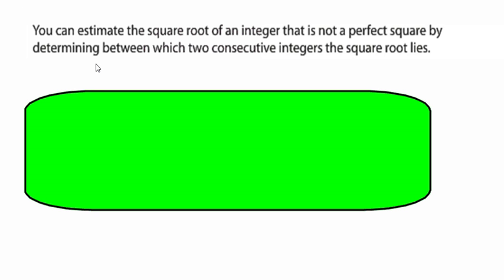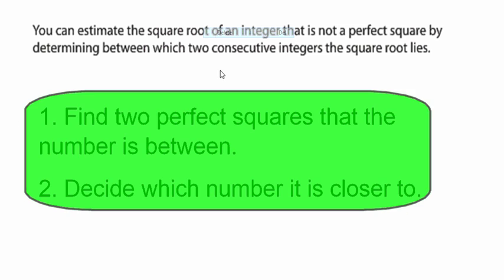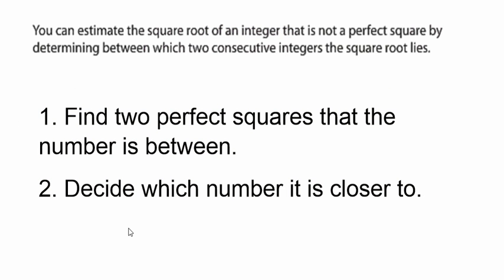You can estimate the square root of an integer that's not a perfect square by determining which two consecutive integers the square root lies between. So the first thing we're going to do is find two perfect squares that the number is between, and then we're going to decide which number it's closest to.